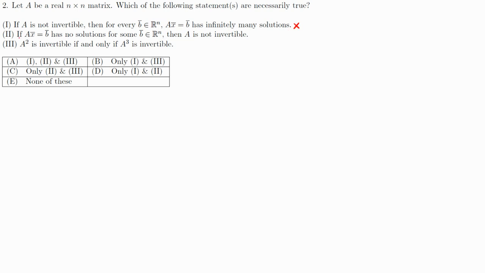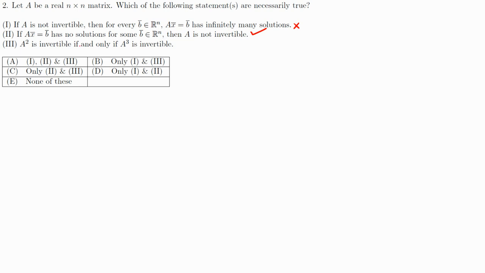So this is wrong. So if Ax = b has no solution, remember, if it has no solution, it has no determinant. If it has no determinant, it means it is not invertible. Let's go read further. For some b in Rn, then A is not invertible. This is indeed correct. Not invertible, no solution. So these two test the same concept.